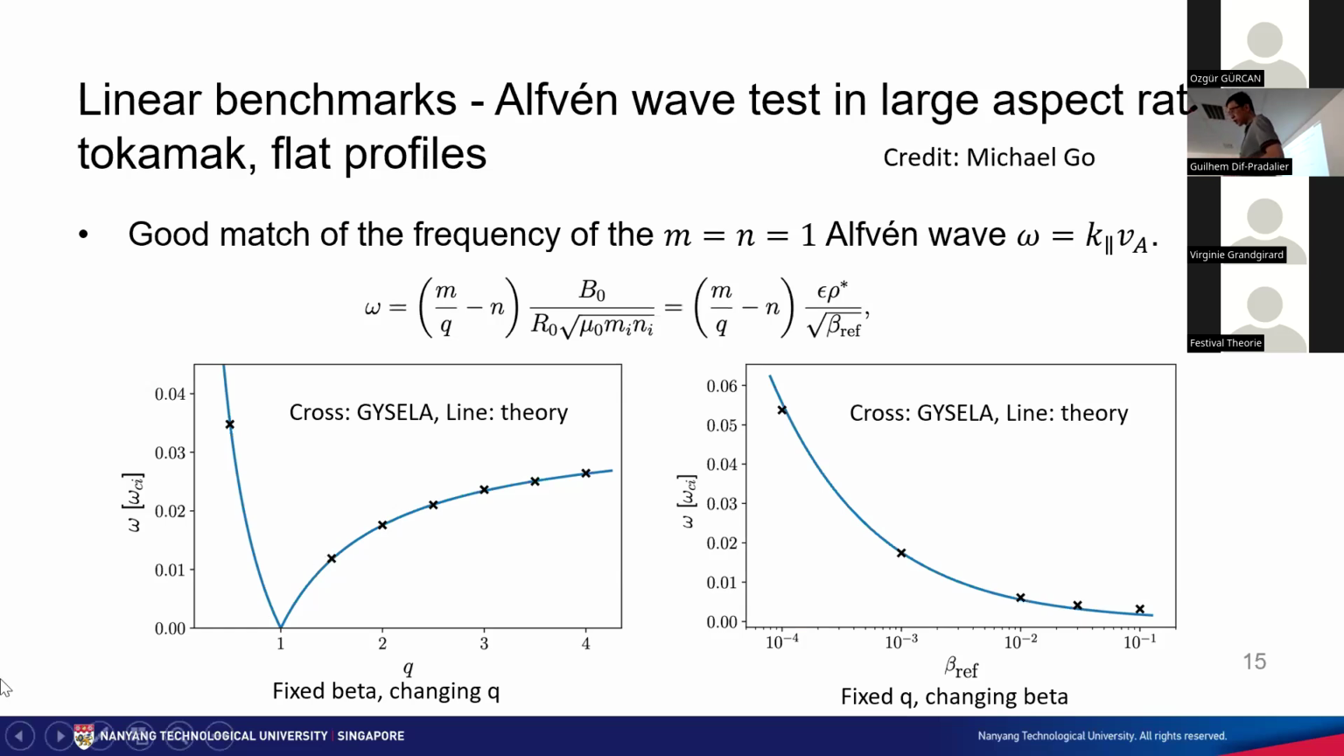So you can do a benchmark. So you can plot the frequency of the theory versus what you get from Gisela. And here we're showing that it's matching in the case of both a fixed beta by changing q and a fixed q by changing beta. So by the way, thanks Michael, who is my PhD student, who helped me to complete this test.